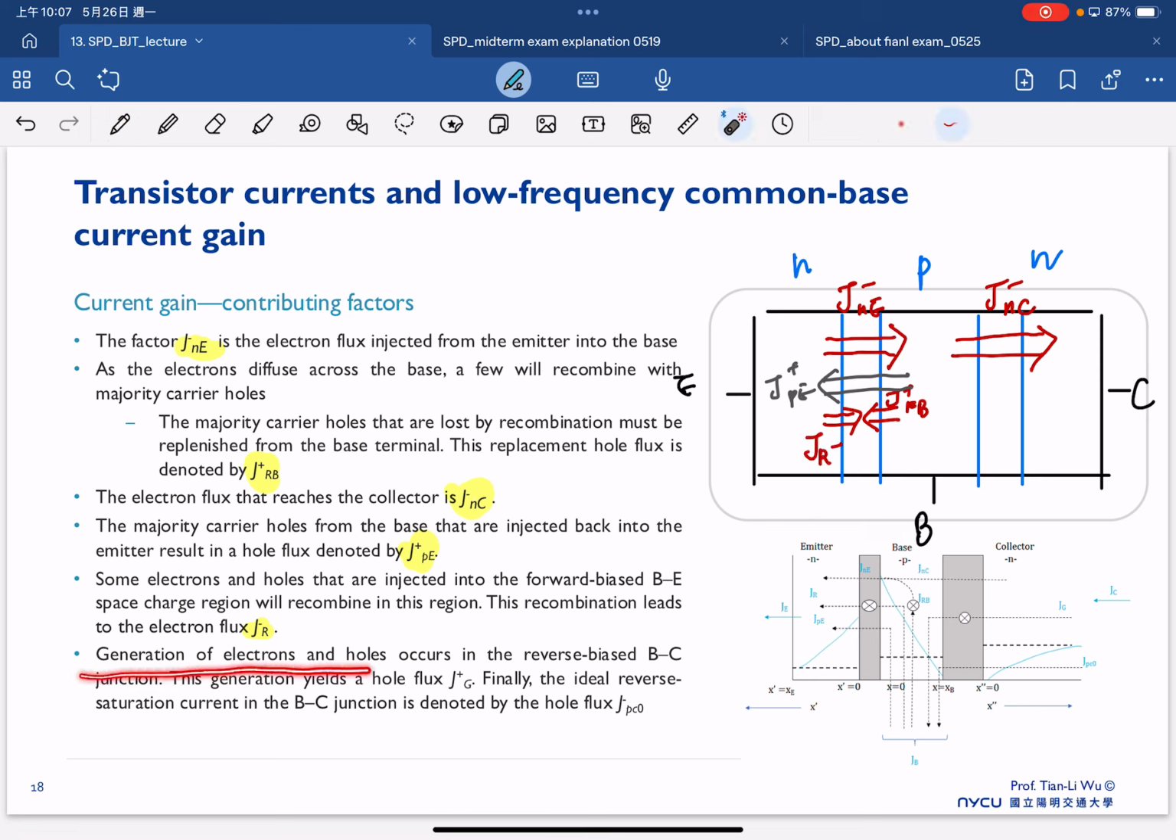Generation of electron holes occurs in the reverse BC junction. This generation will yield the hole flux of a JG prime. So we will also have the generation in the base, which is this one, JG plus here. And finally, the ideal reverse saturation current of the BC junction is denoted as JPC0, which is this one. So these are all the contributing factors for the current that we have in the bipolar junction transistor here.